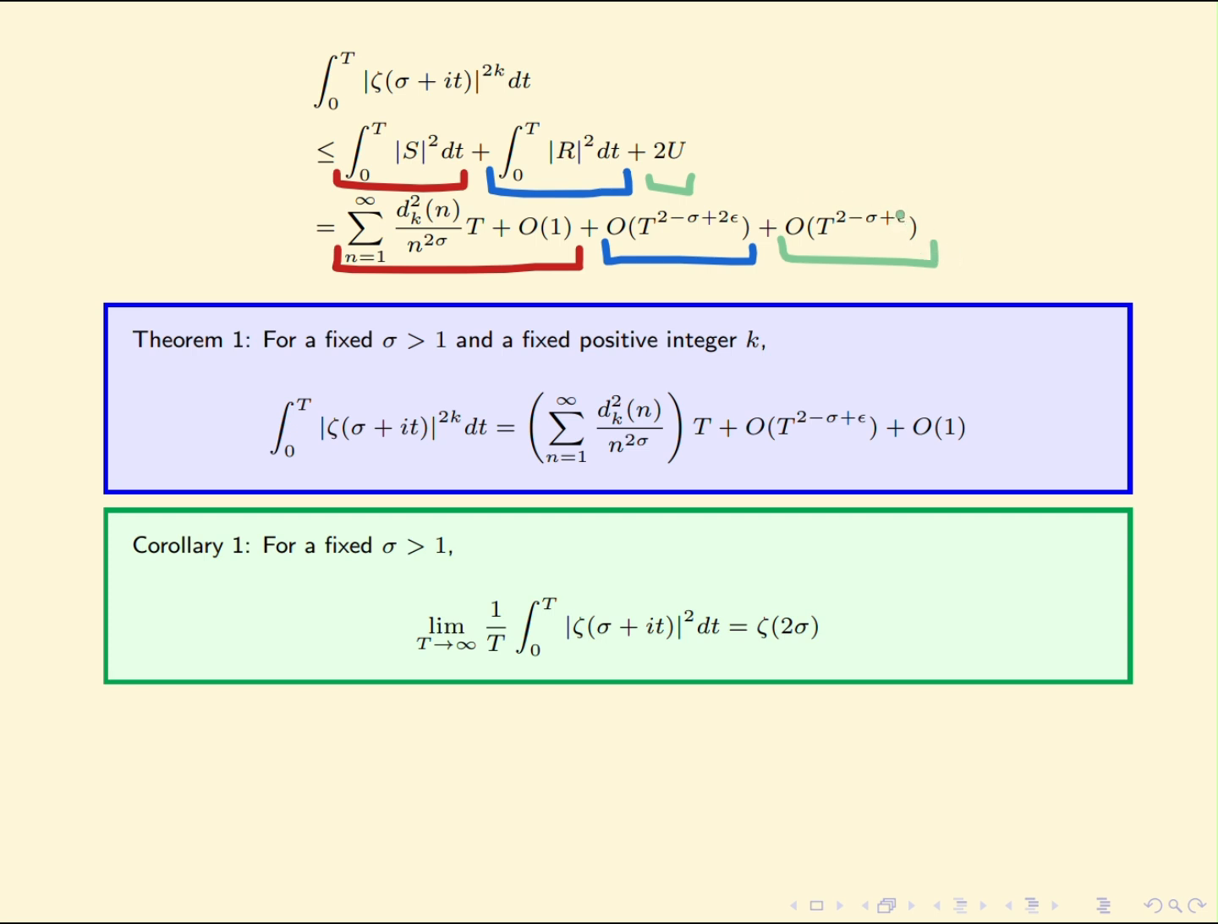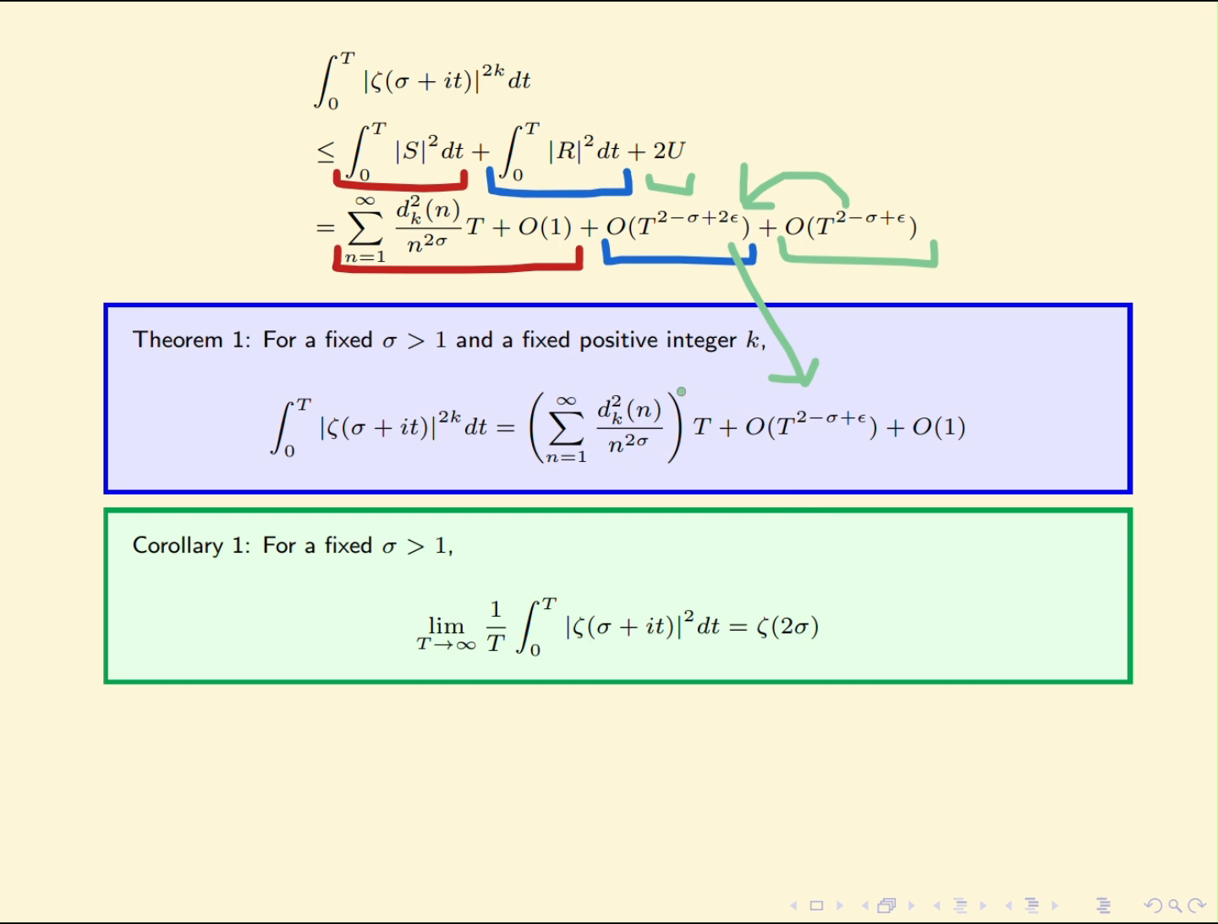And because epsilon is less than 2 epsilon, we can just absorb this big O into this term. And moreover, because epsilon is just a number we picked, whatever epsilon we originally picked, we can just pick epsilon divided by 2. So just divide whatever you pick by 2, and therefore this will become this big O here. And therefore we've proved the theorem. For a fixed sigma greater than 1 and a fixed positive integer k, this thing is equal to this.